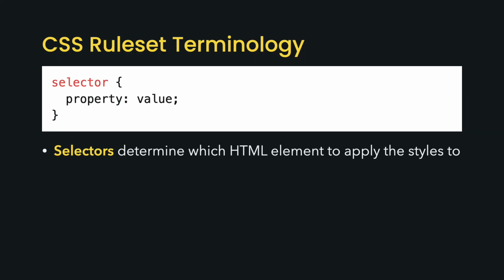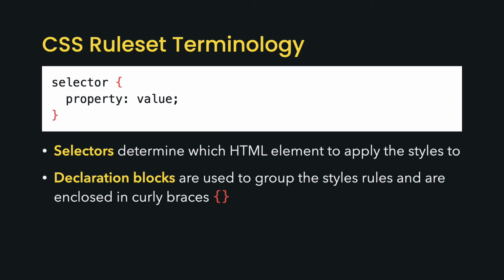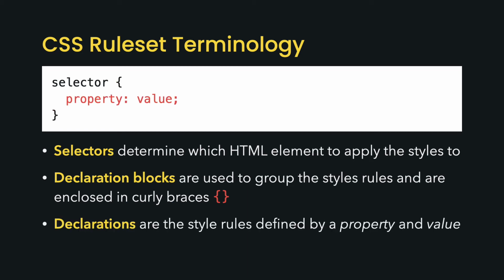Let's take a look at the different parts that make up a CSS rule set. Selectors are used to select HTML elements to apply the styles to. A declaration block is everything within and including the curly braces and is used to group all the declarations for that selector. A declaration is the actual style rule, which is written using a property and value, separated by a colon. Each declaration must also end with a semicolon to indicate that the instruction is complete.